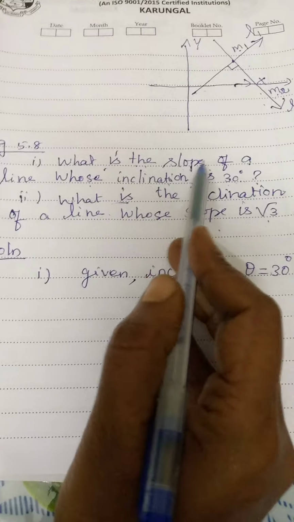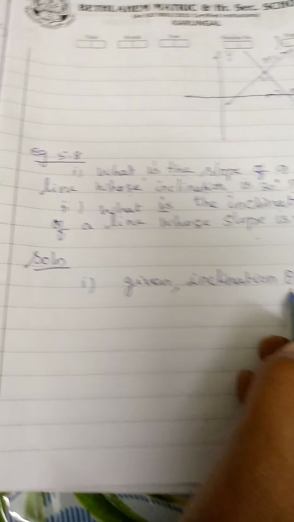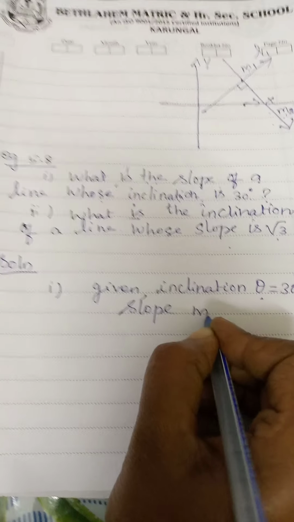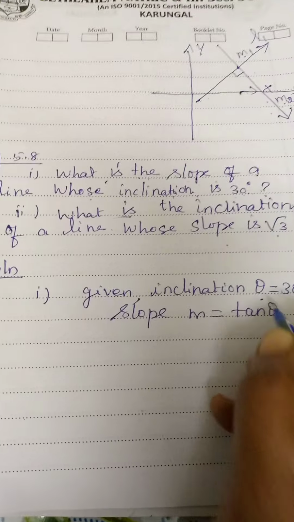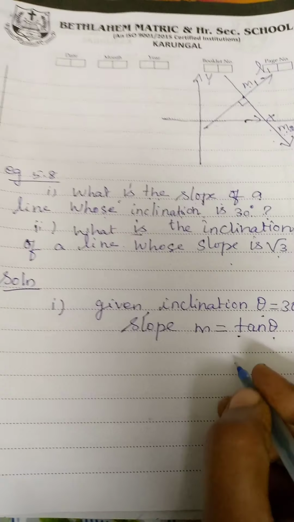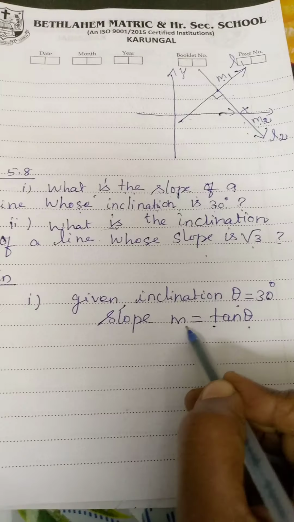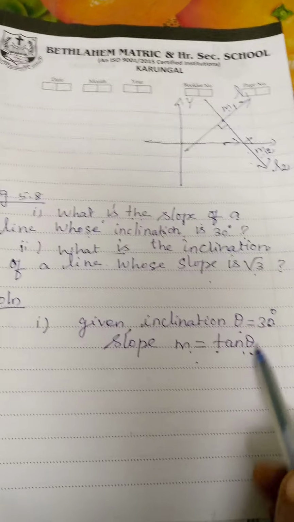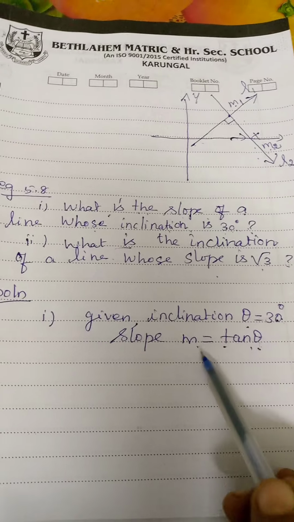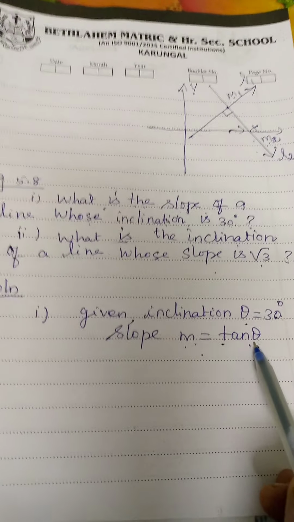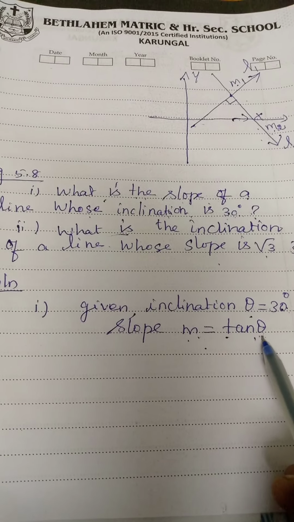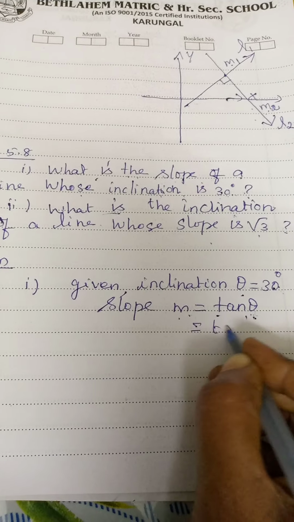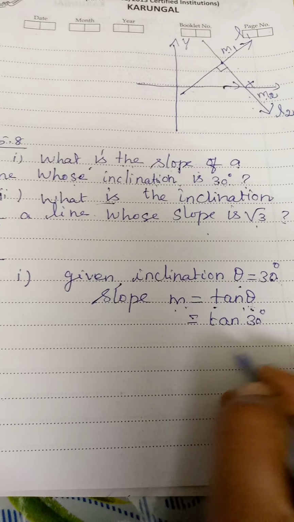So, slope m is equal to, we know when there is angle of inclination, slope m is equal to tan theta. This tan theta only we have to find out. Here theta equals 30 degree, so in place of theta we have to apply 30 degree. What is the formula? m is equal to tan theta. So which is equal to tan 30 degree.